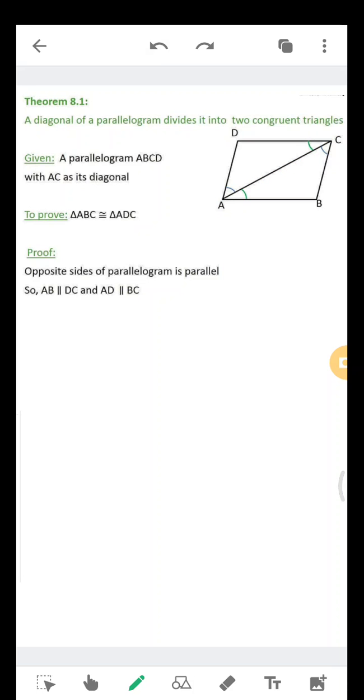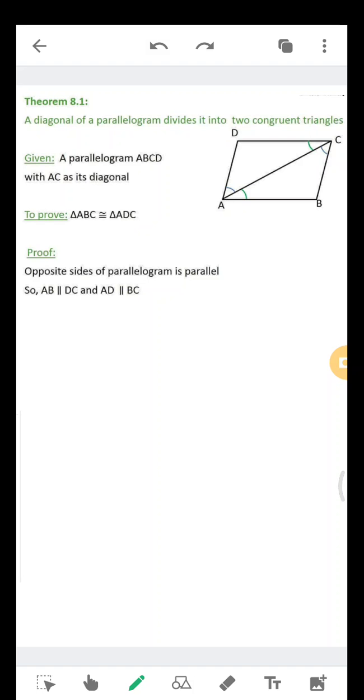When AC is the transversal, I can say these two angles are equal. They are alternate angles. In the same way, when AD is parallel to BC, AC is the transversal again here. So I can say this angle is equal to this angle again. These are also alternate angles. So I can use this property and prove that these two triangles are congruent. Or I can use other properties also.